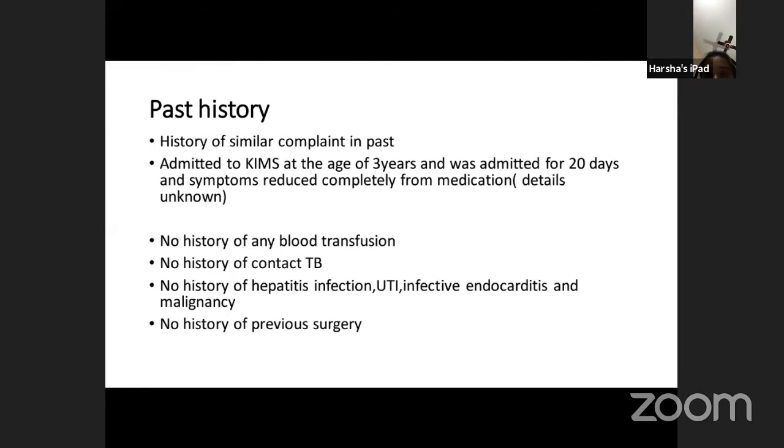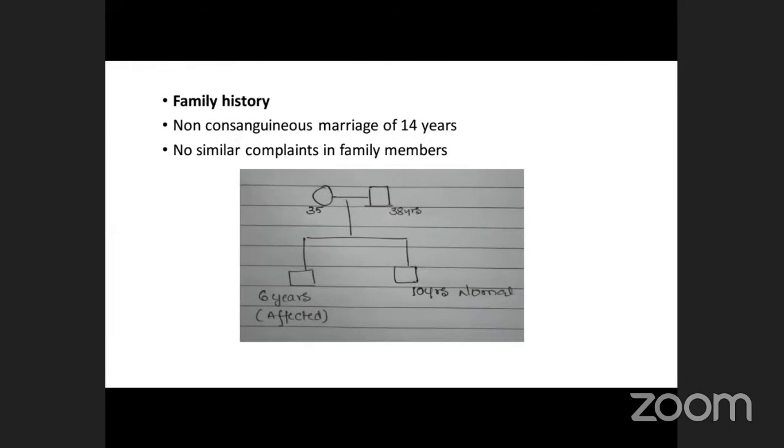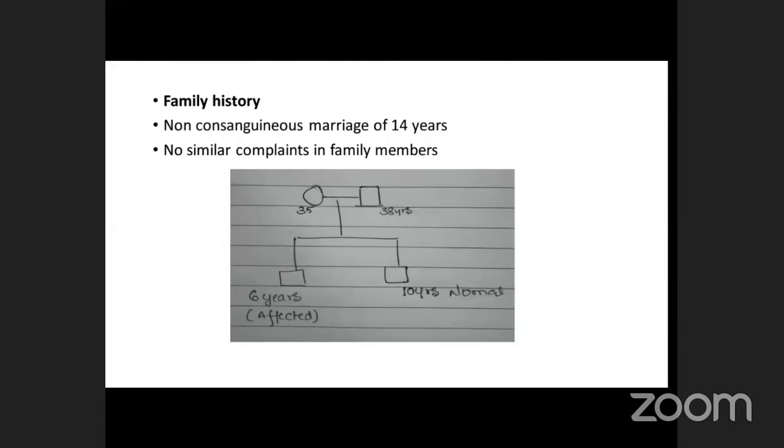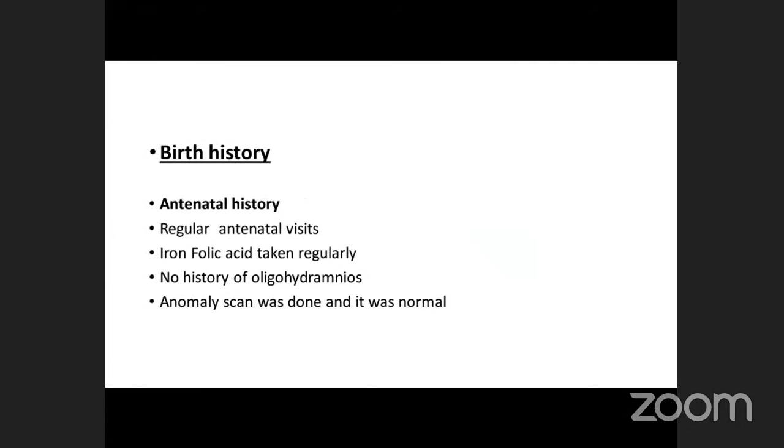Coming to the family history, the child was born to a non-consanguineous married couple who have been married for 14 years. There are no similar complaints in the family members. This is the family chart.